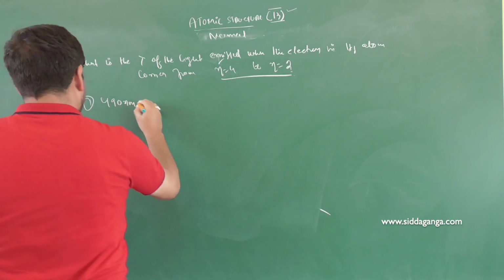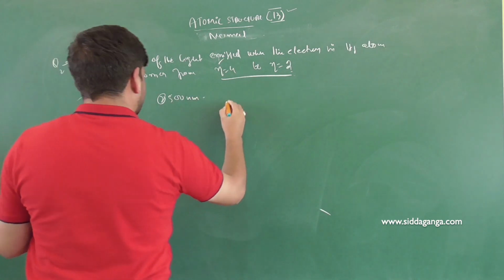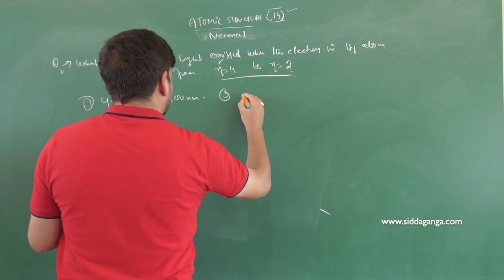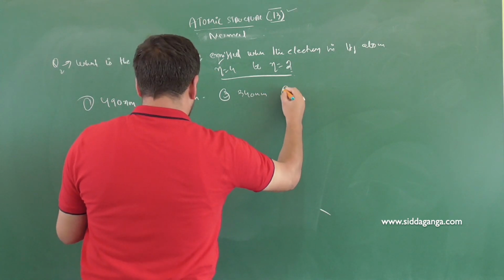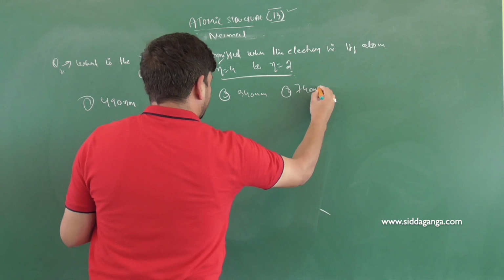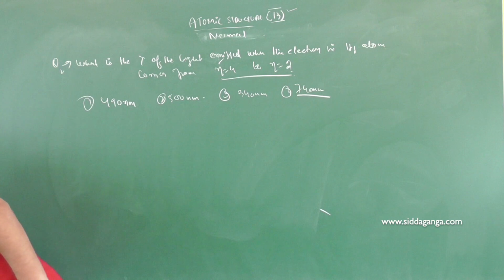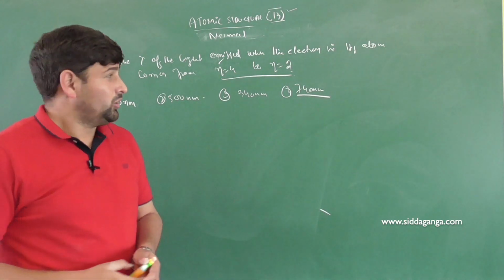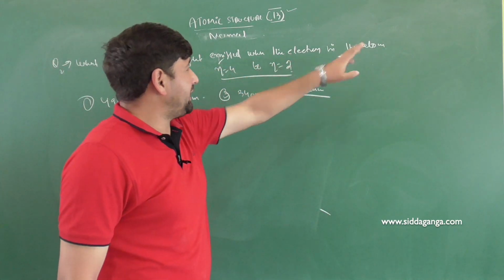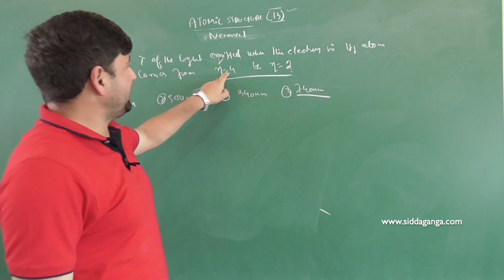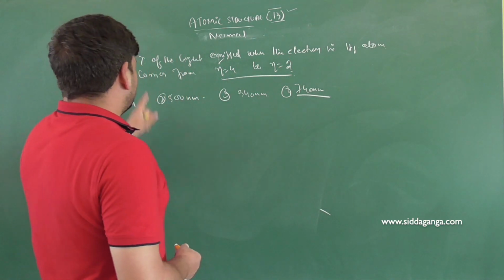The options are 490 nanometers, option 2 is 500 nanometers, option 3 is 340 nanometers, and option 4 is 740 nanometers. Am I clear? So these are the options mentioned to us. We are asked what is the wavelength of the light emitted when the electron in hydrogen atom comes from n equals 4 to n equals 2, right? We are asked to find out wavelength.